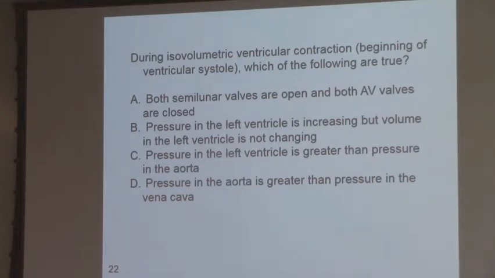Before I reveal the answers, are there questions about how I am wording this? Because that's part of your challenge during the exam, is to understand how I write questions like this. Are there questions about, when you say beginning of ventricular systole, what do you mean? Well, I mean the beginning of isovolumetric contraction. Okay, which are true? E and D.